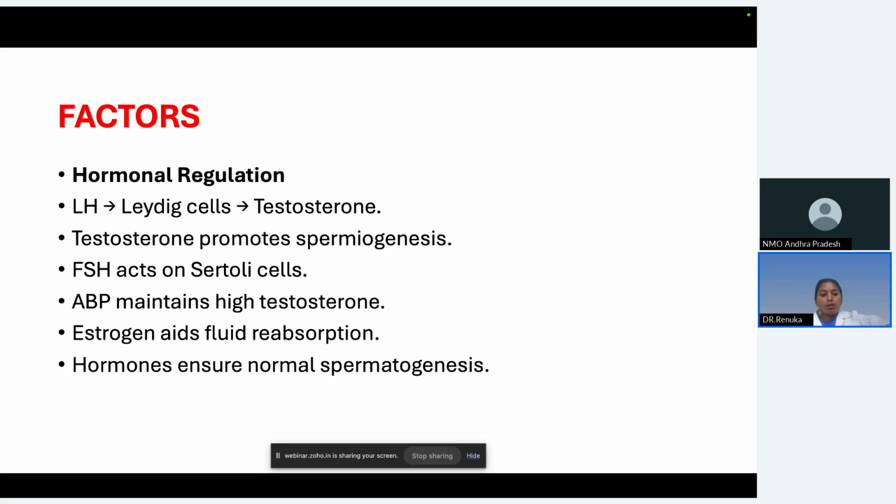Androgen-binding protein, what is its function? It maintains the high testosterone. Estrogen is important for fluid absorption. So all these hormones regulate spermatogenesis.